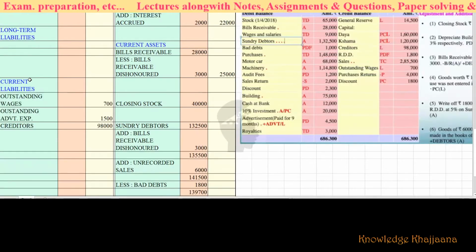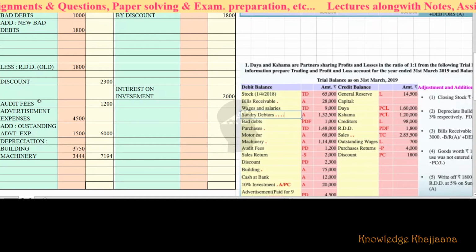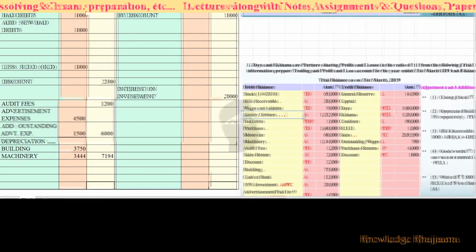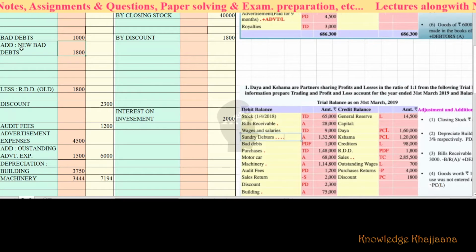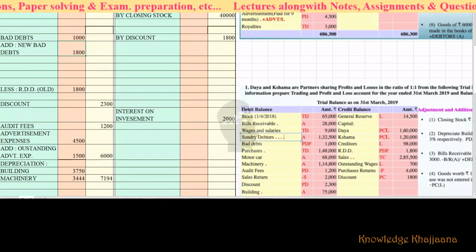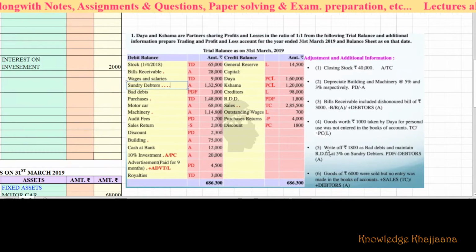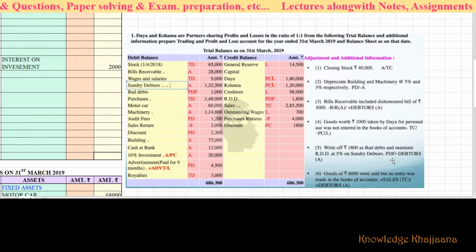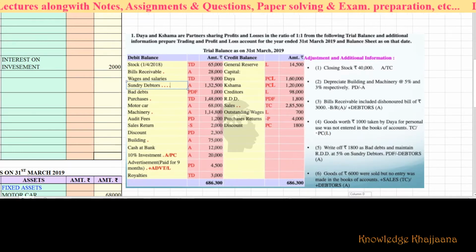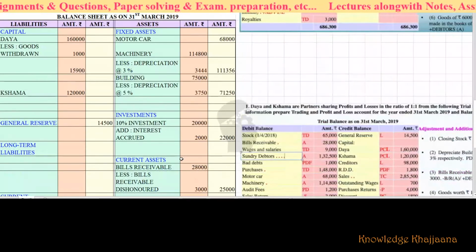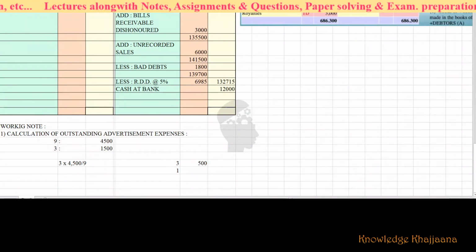In the profit and loss account, 1,800 new bad debts we had deducted. Sorry, we had added new bad debts, which was writing off 1,800 as bad debts, and RDD also. RDD was 6,985.